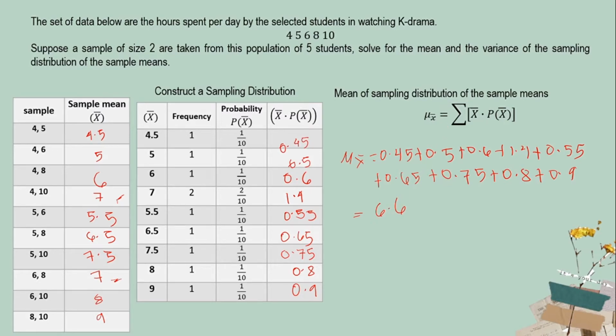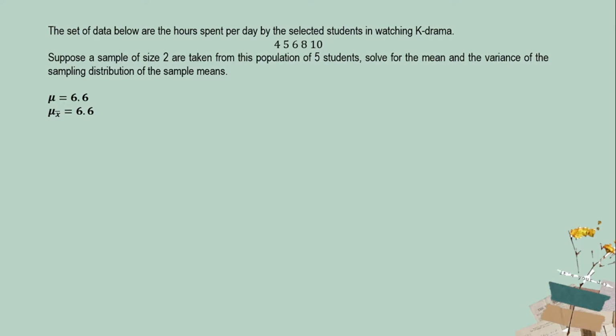The population mean and the mean of the sampling distribution of the sample means are both equal to 6.6. So why are they equal? It is because the samples are part of the population. Next, we're going to solve for the variance and standard deviation of the population.